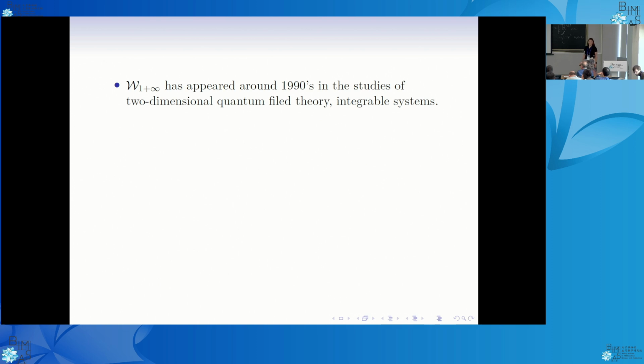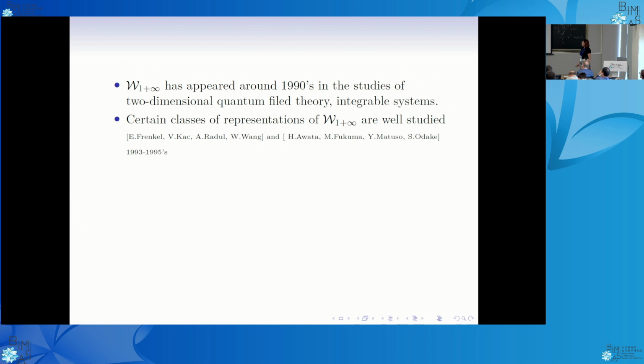So, a little bit of motivation, just general words. First, this object appeared in the mathematical literature in the 1990s. It came from literature written by physicists on two-dimensional quantum field theory and integrable systems, because it naturally describes some symmetries of these integrable systems. Certain classes of representations of this Lie algebra are well studied, especially the ones which have nice manageable weight decomposition. For these classes of representations, characters are computed, for example in the papers which I mentioned here.